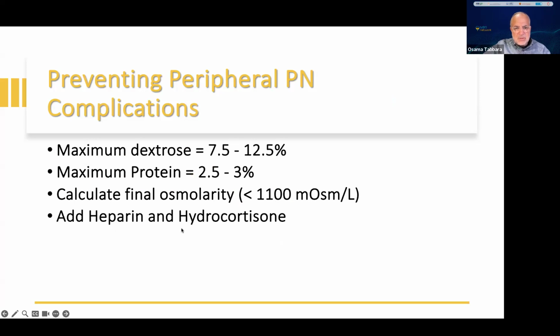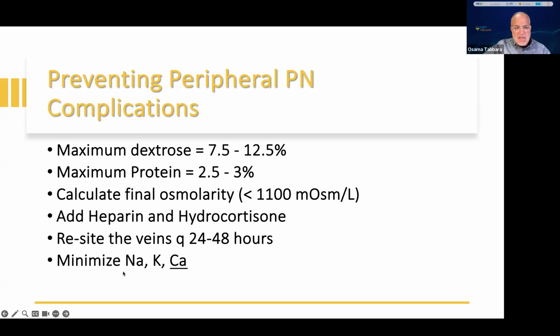We add heparin and hydrocortisone sometimes for some patients, and we resite the vein every 24 to 48 hours, and we minimize as much as possible. We add a quarter of normal saline, sometimes not more. Potassium, we tend to keep it as low as possible, like 40 millimole per liter, 60 millimole maximum, and calcium maximum of 2.3 millimole. Sometimes I tend not to add calcium.